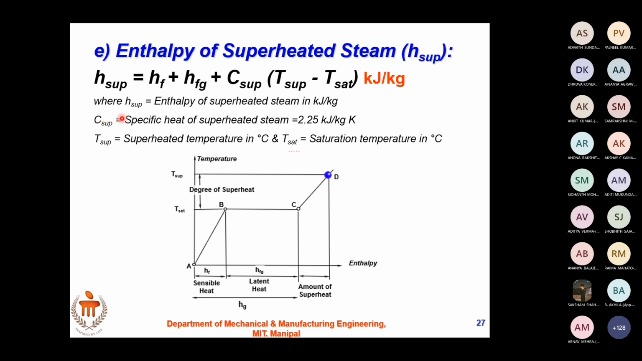Generally, the specific heat of superheated steam varies between 2 to 2.3. We take it as 2.25 kilojoule per kg Kelvin for solving our problems.